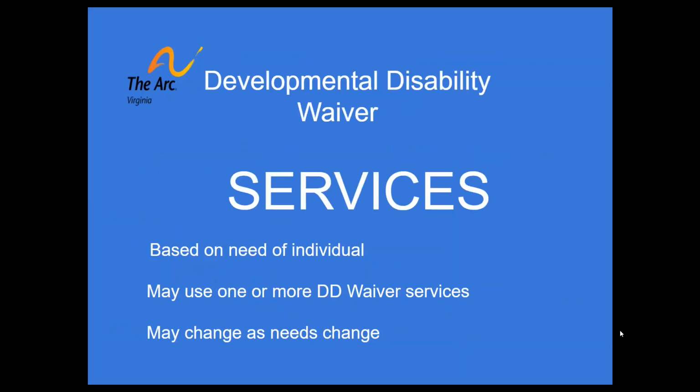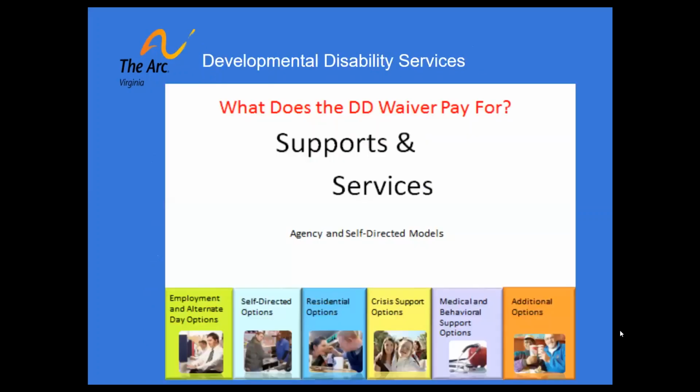Now we're going to look at the DD Waiver Program and the services it provides, eligibility criteria, and application process. Services are based on the need of the individual. A person may use one or more of the DD Waiver services, and services may change as the person's needs change. The 30+ DD Waiver services fall into some broad categories such as employment and day options, consumer or self-directed options, residential services, behavioral crisis, medical, and a pretty long list of others that are additional options.